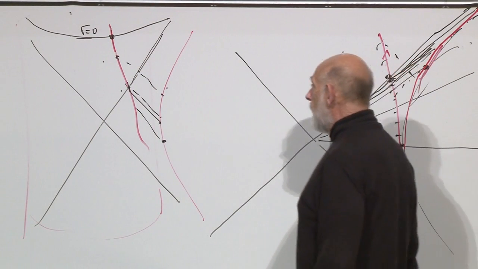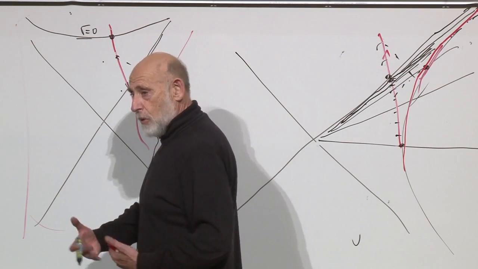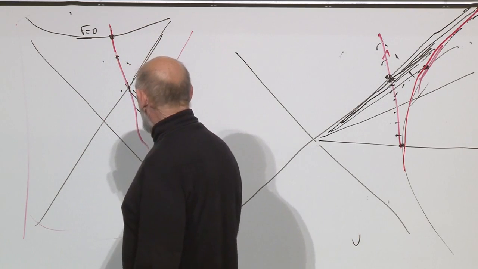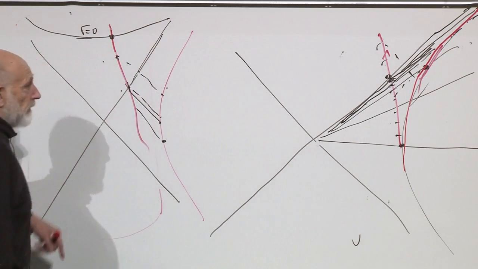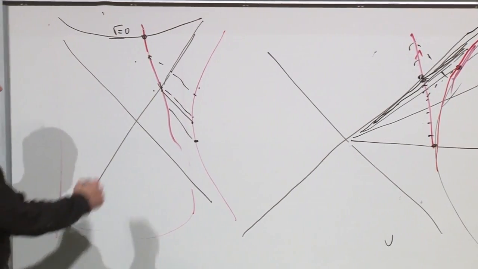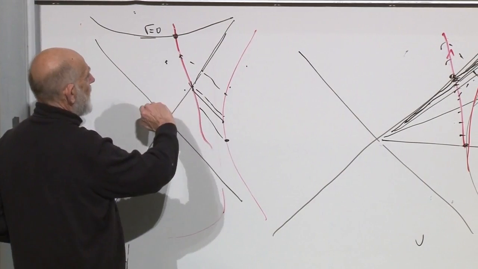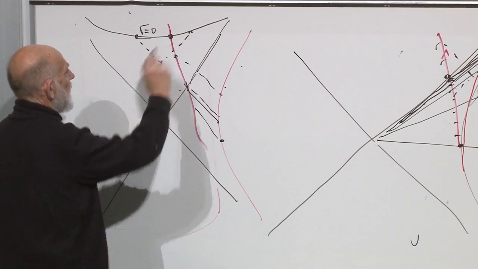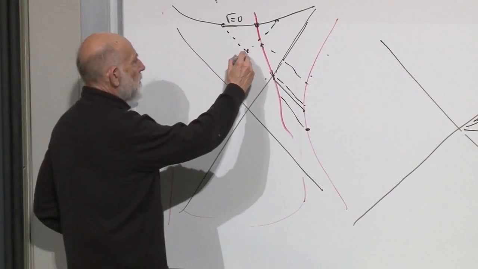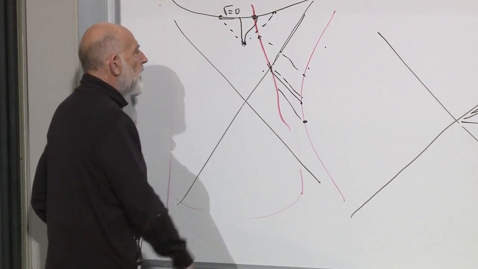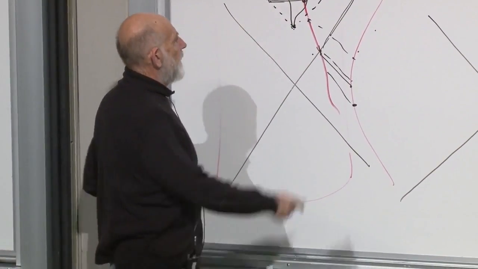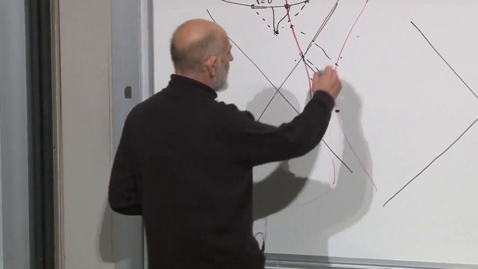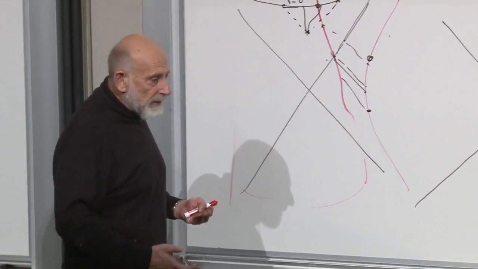cannot escape. Remember, in the coordinates that we're using, light moves at 45-degree angles. So light cannot escape out here. All it can do is eventually hit the singularity. And anything that's moving slower than the speed of light will also hit the singularity. So anybody who finds himself in this quadrant in here is doomed. Somebody out here has the possibility of escaping.